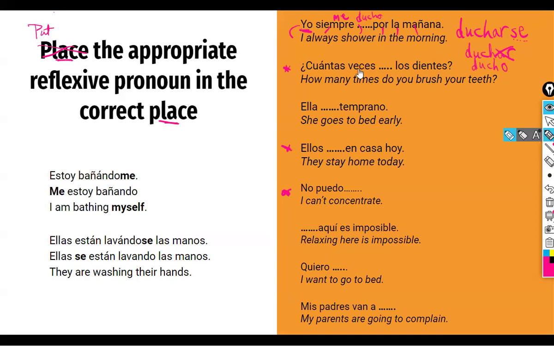I will give you options for this one. Cuántas veces los something. Do you brush your teeth? So cuántas veces, how many times do you brush your teeth? Remember that when you're talking about body parts, whereas in English you say my hands, my feet, my teeth, my nose, whatever, in Spanish we just use the article. We just say los. So it's literally in Spanish, how many times do you brush the teeth? Right? And from the context, we figure out who the teeth belong to.